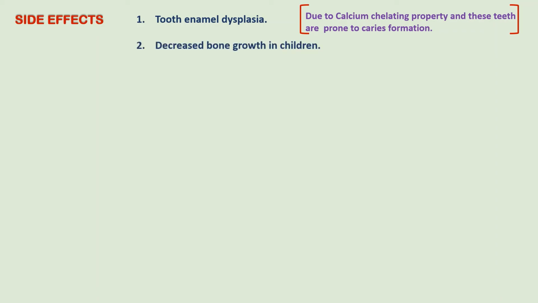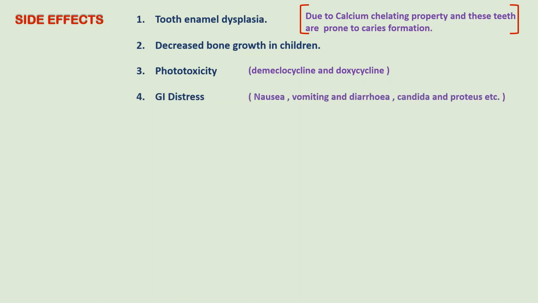These tetracyclines are also associated with phototoxicity, especially demeclocycline and doxycycline. They manifest as sunburn-like rashes and also pigmentation of the nails. They also cause GI distress like nausea, vomiting, diarrhea and also superinfections because they are incompletely absorbed from the gut.